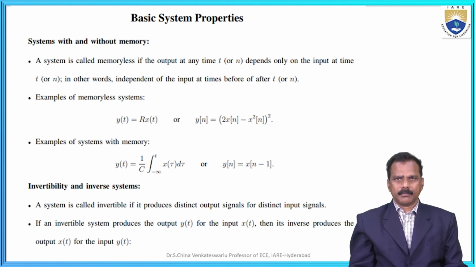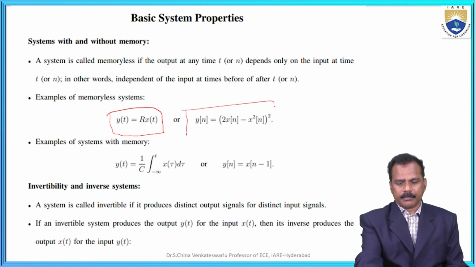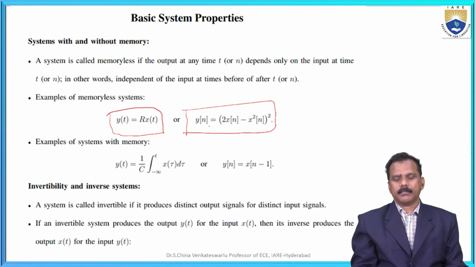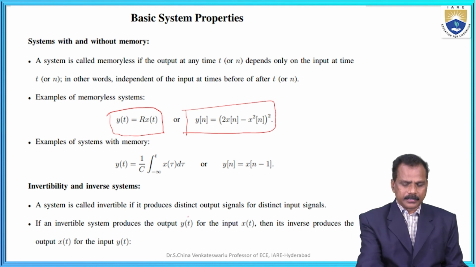The memoryless system can be represented mathematically as y of t is equal to R x of t, or y of n, the output response, is equal to 2x of n plus x square of n. Like this, in invertibility and inverse systems, a system is called invertible if it produces distinct outputs for distinct input signals. Here, the invertible system produces the output y of t for the input x of t, which is a continuous time signal.